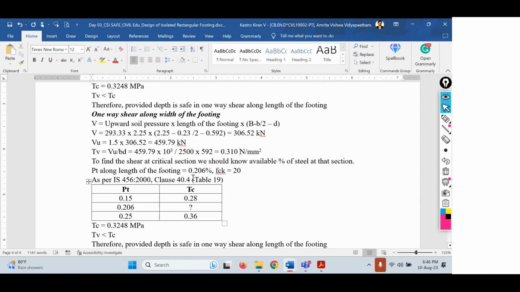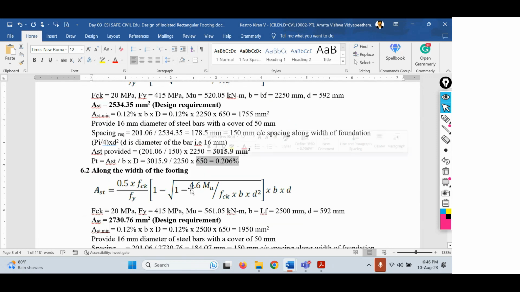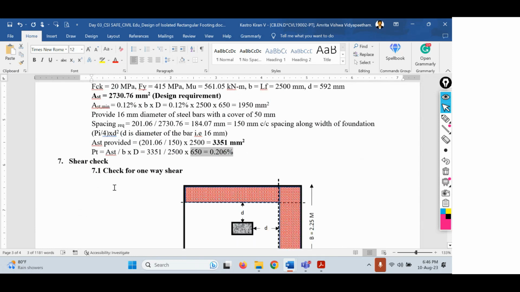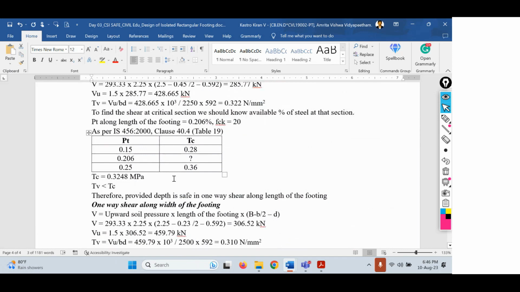Similarly, we have to find out the PT value, which is 0.206, because the percentage of steel along the width consideration is also the same, 0.206. Along length also it is the same, and along the width it is the same. If it is different, you have to go with the different values. I'm just going with the same value since we got the same value. So the tau c value will remain the same, which is 0.3240. So 0.15, 0.206, 0.25.